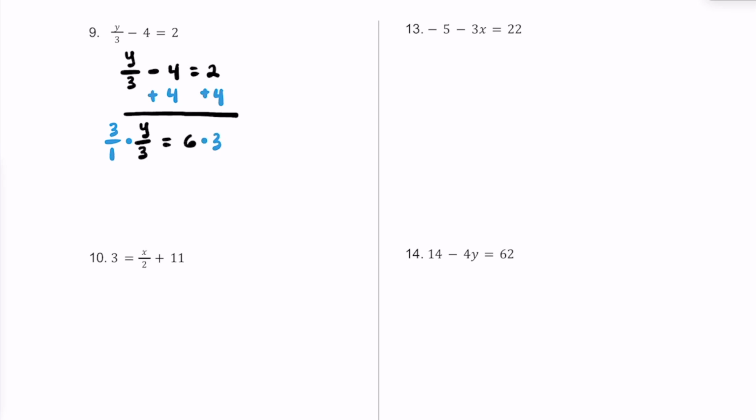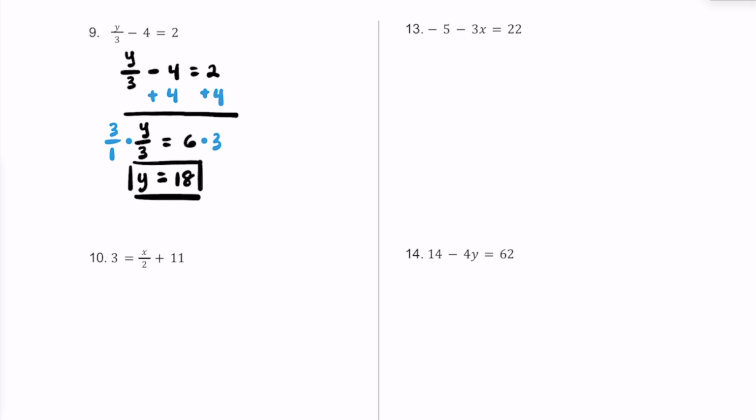On the right side, I'm just going to write times 3, because it's the same thing. On the left side, if we go to multiply, 3 over 3 is going to cancel out to just be 1, or 1y. So we just write y is equal to, and on the right side, 6 times 3 is going to be 18. So y equals 18 would be our solution.